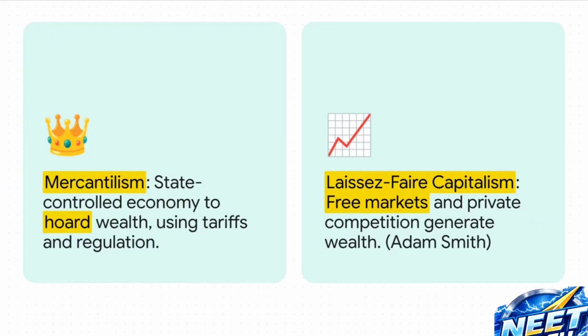So the old way of thinking, mercantilism, was all about the government controlling the economy to hoard as much gold and silver as possible. Adam Smith comes along and basically says, nope, let's try something different. Let's have the government take its hands off. This idea, laissez-faire capitalism, argued that free markets and competition would actually create more wealth for everyone in the long run. And that became the dominant idea of the age.